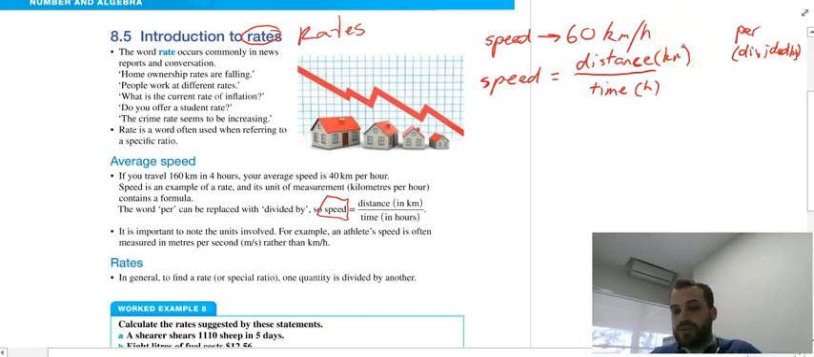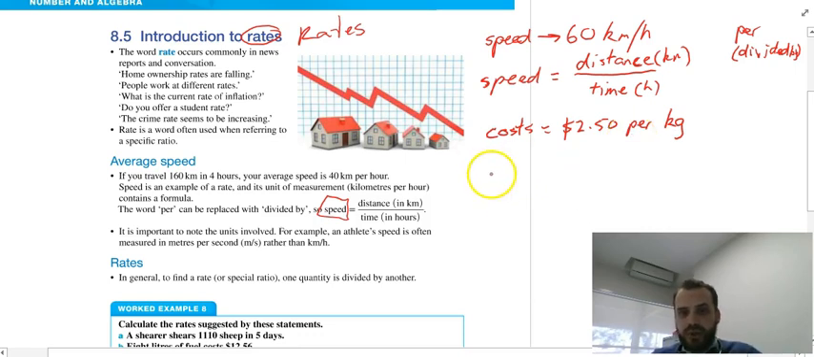But there's lots of other things as well. So often costs. So when you're buying bananas, you might hear that bananas cost $2.50 per kilogram. That per really means divided by. So if we want to know the cost of those bananas, we write dollars cost over kilograms. $2.50 per kilogram. The per really means divided by.